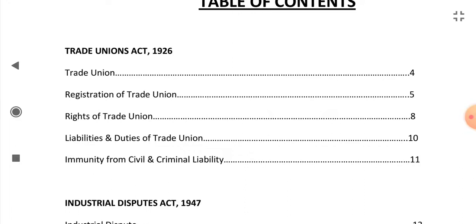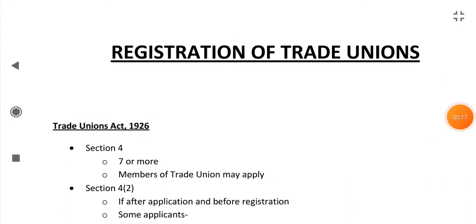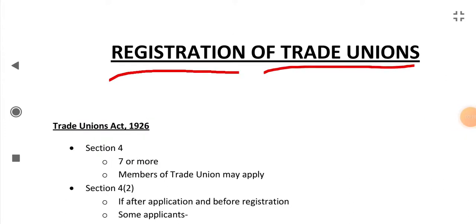Now we will cover registration of trade union, page number 5. Registration of trade unions. Under the Trade Unions Act 1926, in section 4, it is written that the minimum number of members who should apply for registration is 7. At least 7 or more members of a trade union may apply.